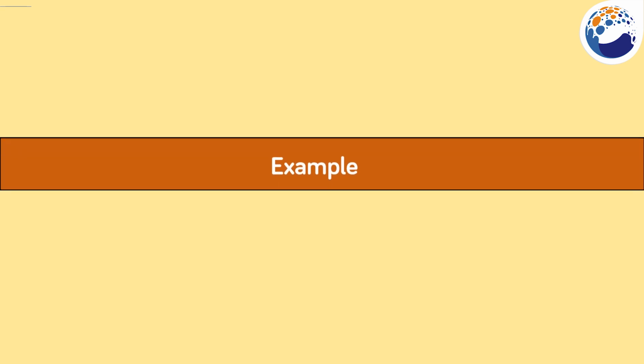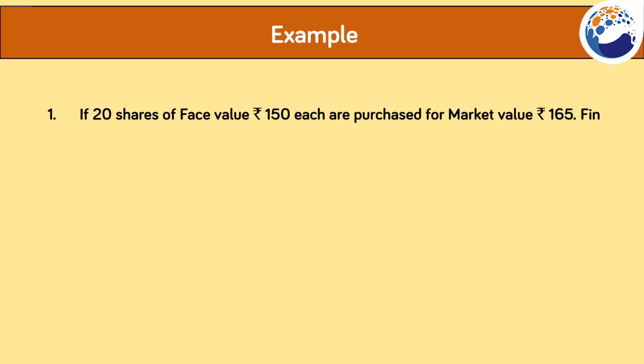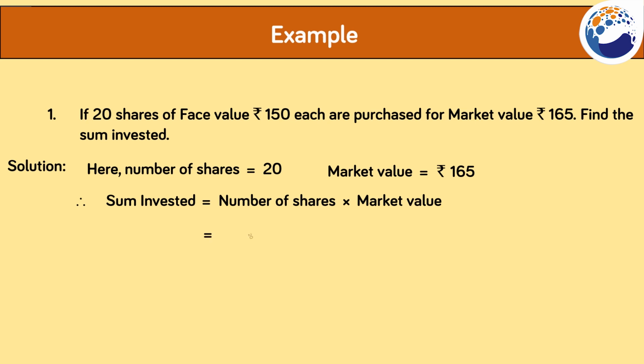Example based on sum invested. If 20 shares of face value rupees 150 each are purchased for market value of rupees 165, find the sum invested. Solution. Here number of shares is equal to 20 and market value is equal to rupees 165. Therefore, sum invested is equal to number of shares into market value, that is equal to 20 into 165 is equal to 3,300.